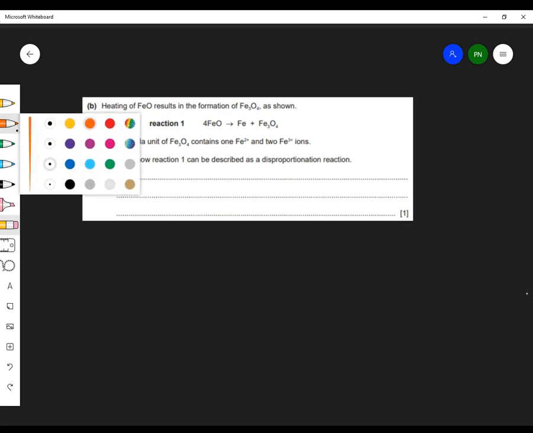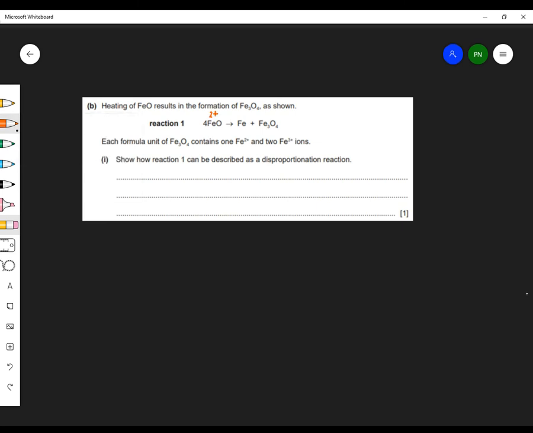So you should say, well, here we start off with 2 plus. So Fe2 plus has been reduced to Fe. So the oxidation number decreases from +2 to 0, and that is a reduction.